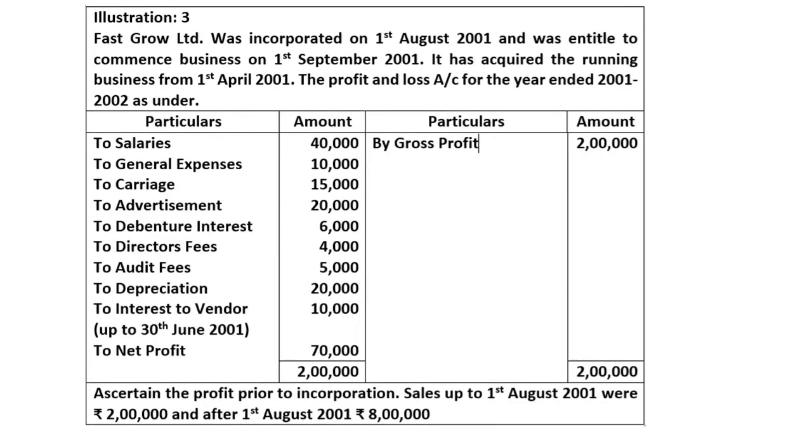So this is the question number 3. I have kept it 3, right? So Fast Grow Limited was incorporated on 1st August 2001 and was entitled to commence business on 1st September 2001. It has acquired the running business from 1st April 2001. The profit and loss account for the year ended 2001-2002 as under.